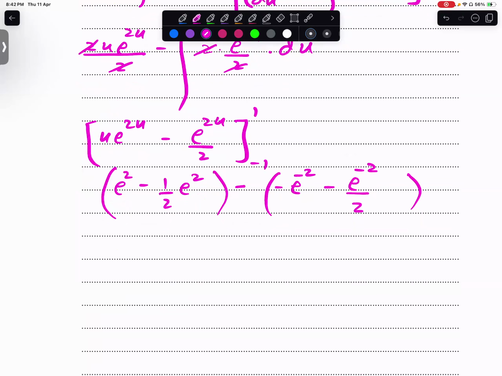So e square minus half e square will be half e square. And then minus 3 by 2 e minus 2. So half e square minus 3 by 2 e to the minus 2. This is the final answer.